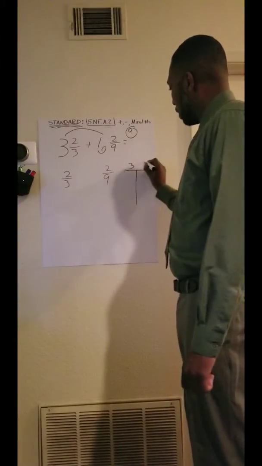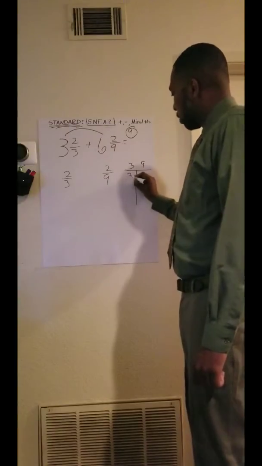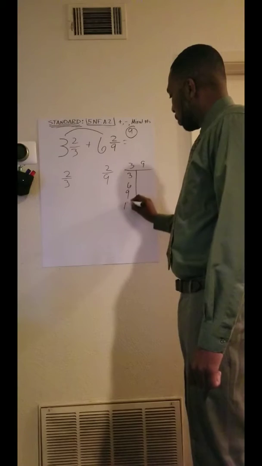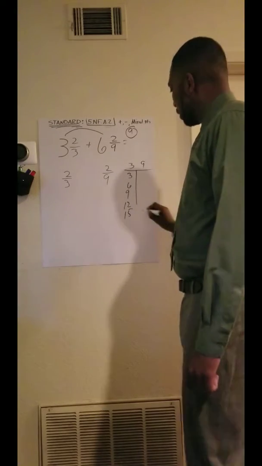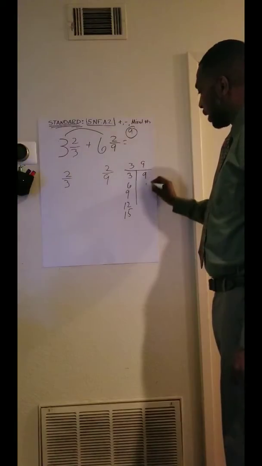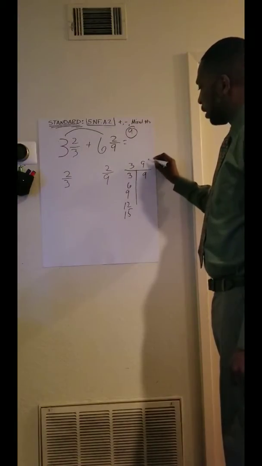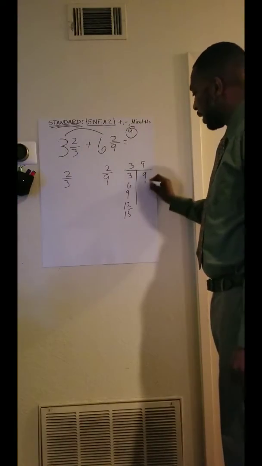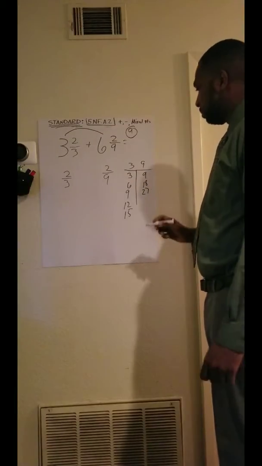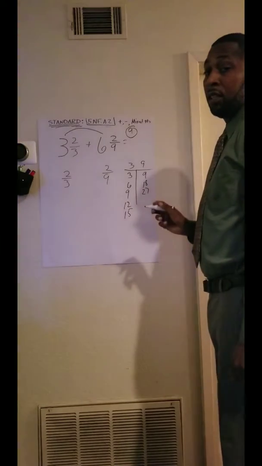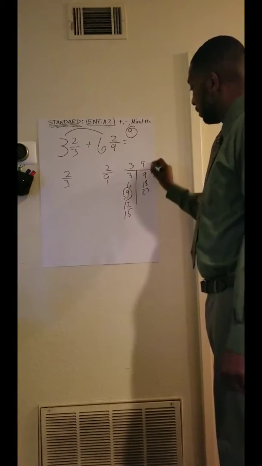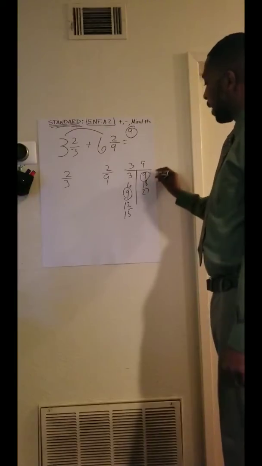I'm a 3, I'm a 9 over here. 3 times 1 is 3, 3 times 2 is 6, 3 times 3 is 9, 3 times 4 is 12, 3 times 5 is 15. Okay? 9 times 1 is 9, 9 times 2 is 18, 9 times 3 is 27, and so on. Okay, do you see the least common multiple? It's 9.